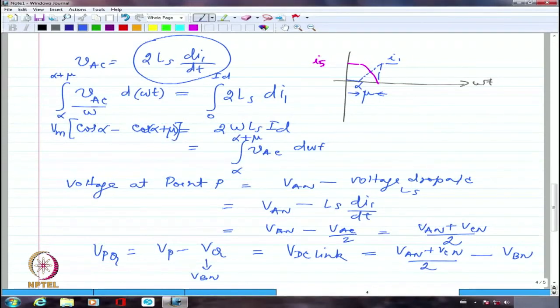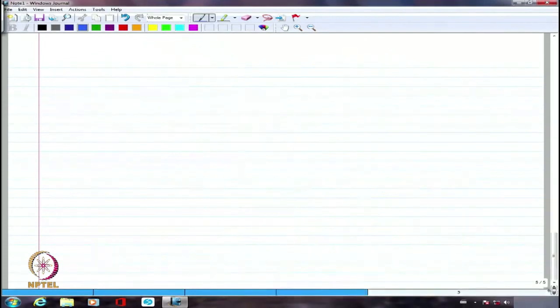That's what it means. So I am going to have this to be VAB plus VCB by 2, which is the average of either 5 conducting alone or 1 conducting alone. So now I have to compare the voltage without overlap with overlap. Without overlap, I would have gotten VAB. With overlap, I am getting VAB plus VCB divided by 2.